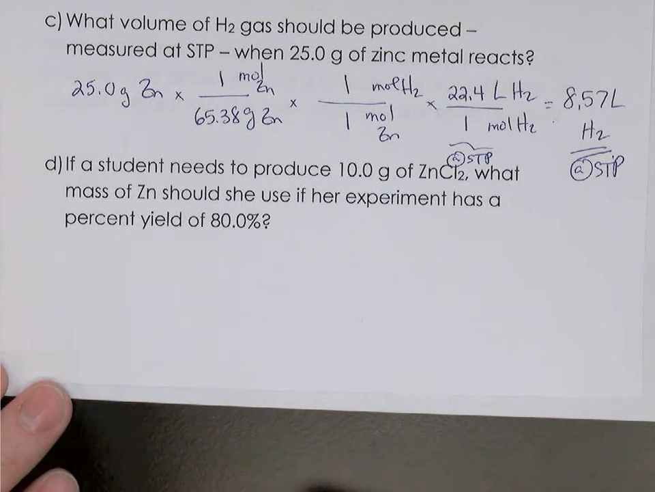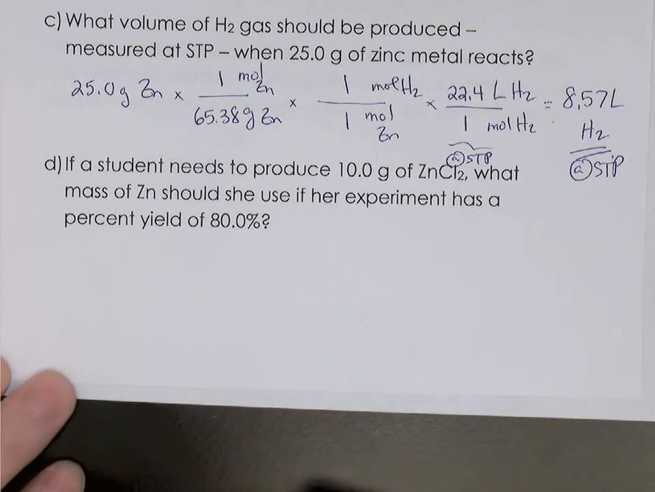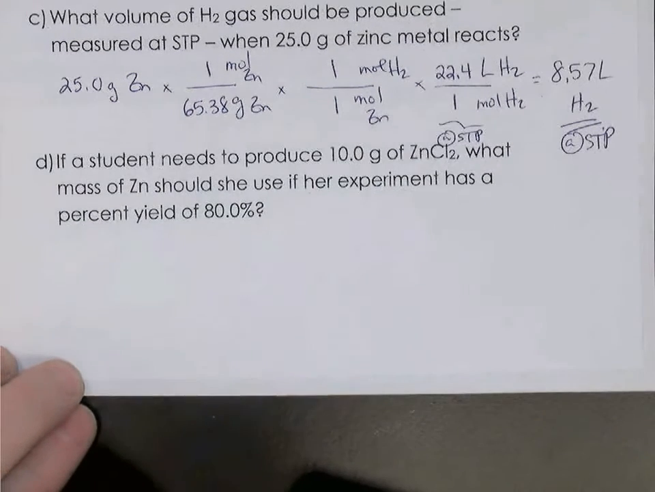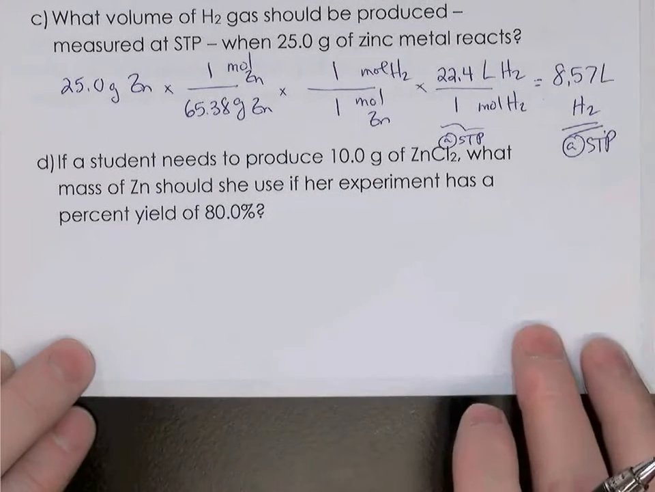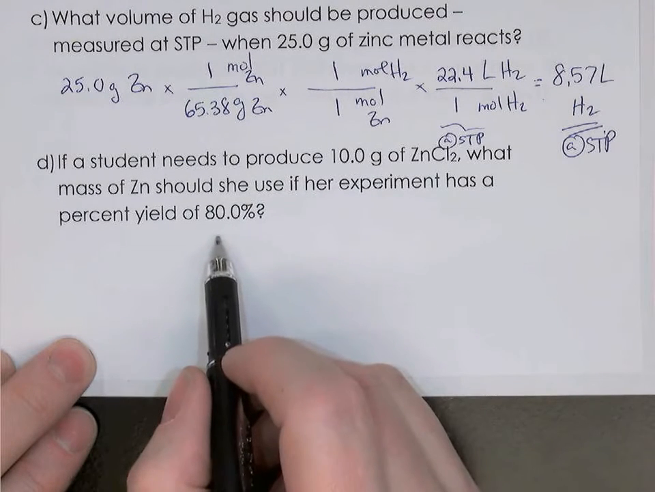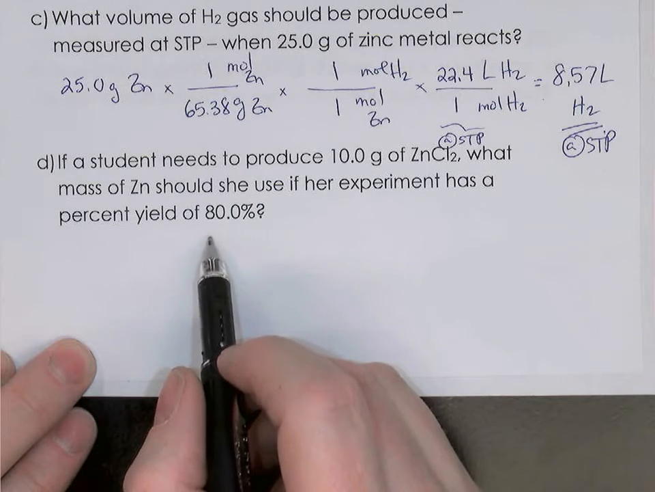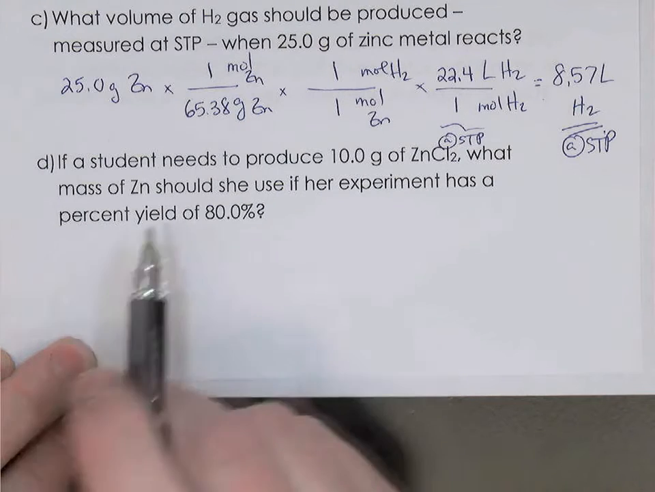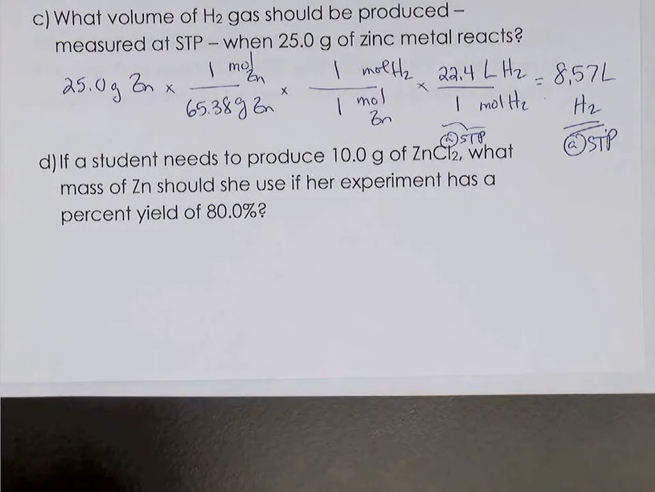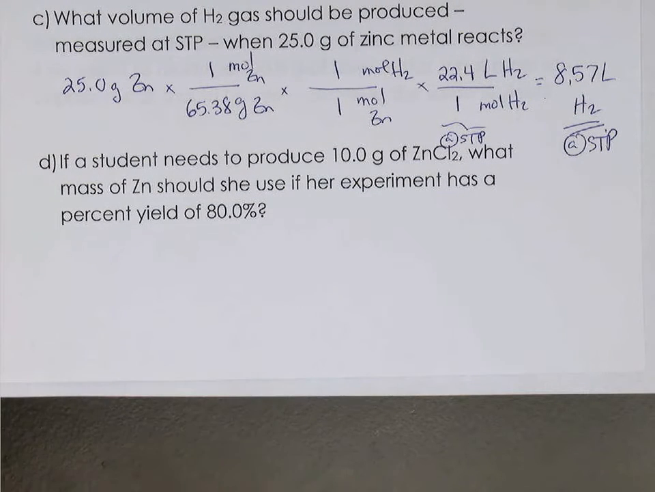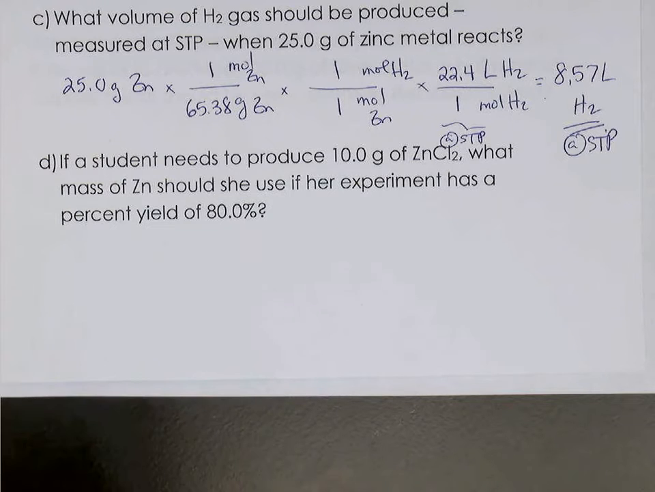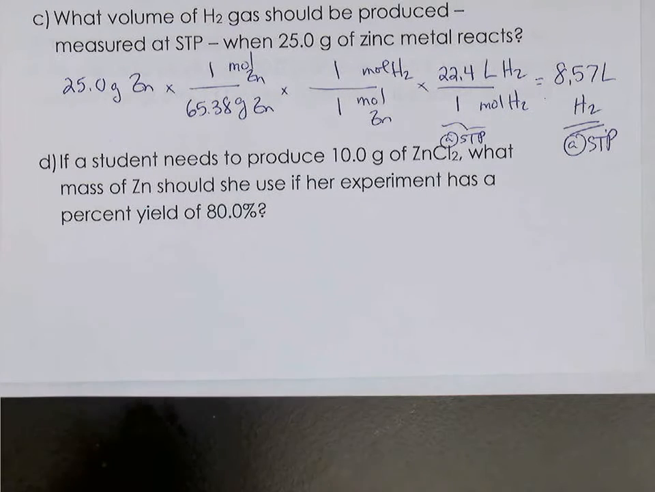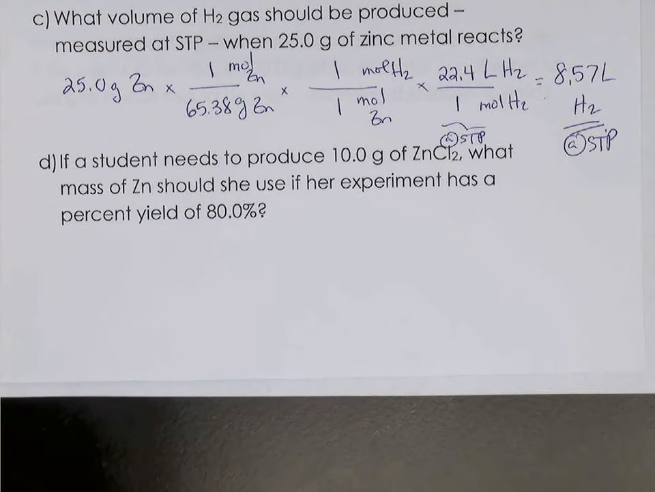The problem is that we're told that the experiment has a percent yield of 80%. So what do I do with that? Well, that means we're not going to make everything we thought we would make. Right? Instead of getting 100% of what we thought, we're only going to get 80%. So if I need to walk out of my lab with 10 grams of zinc chloride, what should I aim to make? Should I aim to make 10 grams? Well, if I do, I'm only going to come out with 8 grams, 80% of 10.